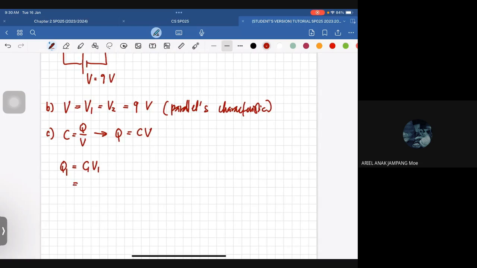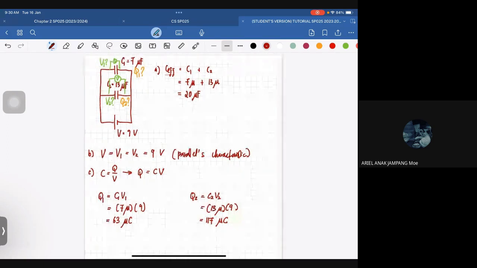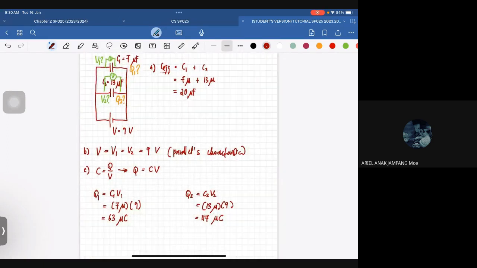Okay, so yang ini semua information kita ada. So kita substitute je lah. So kita akan dapat the charge here to be equal to 63 microcoulomb. Okay, and then calculate for the second capacitor. So this is 13 mu times with 9. You will get 117 microcoulomb. So yang itu untuk charge. Okay, setakat ni okay? Ada soalan?